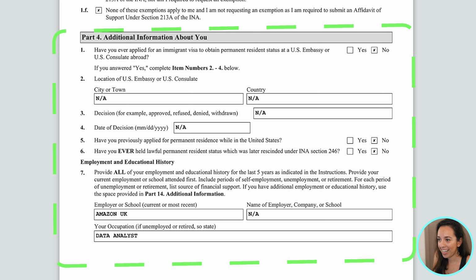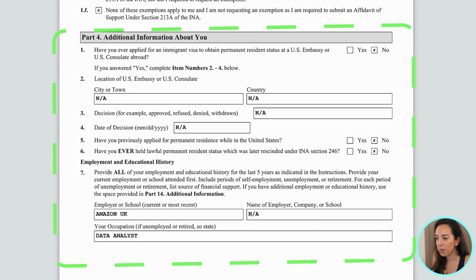Question 5 asks, have you previously applied for permanent residence while in the United States? So we check no. And question 6, we check no as it does not apply to us.